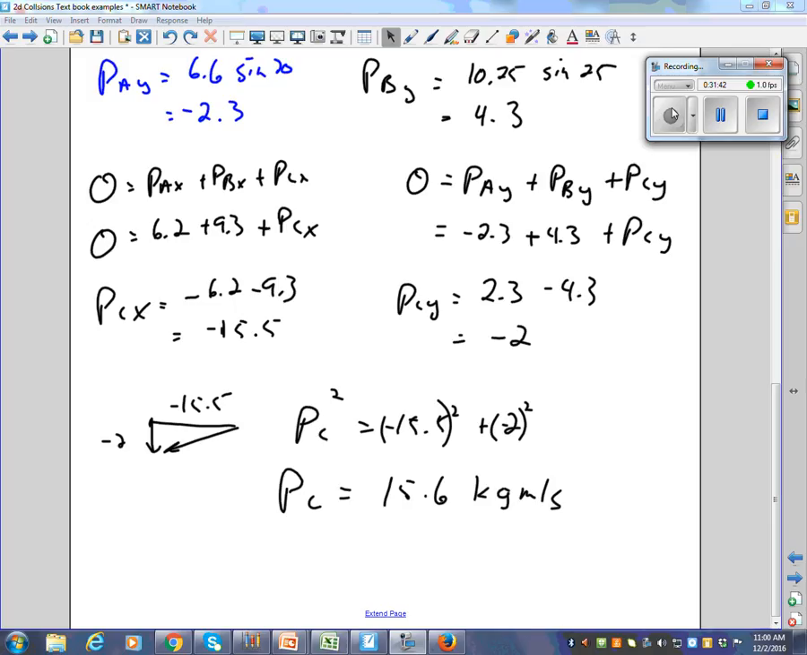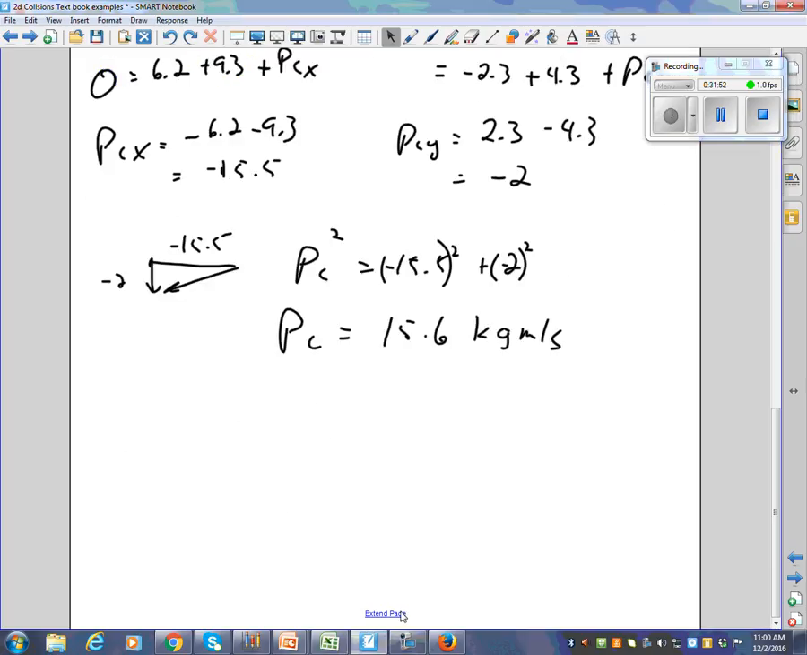Okay, last step. What am I actually having to find? The velocity of the third piece. So I've got to convert momentum to velocity. How do I do that? P equals mv. Yeah, and then we're going to find the angle. 15.6, what was the mass that we worked out? 1.3? 1.3 v, so the velocity of the third piece is 15.6 divided by 1.3, which is 12.